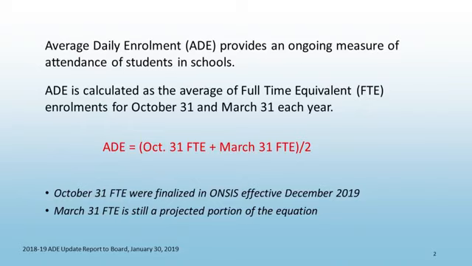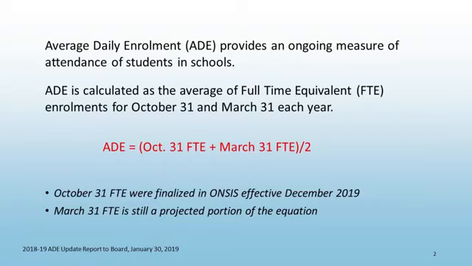The other key thing you want to remember on ADE is that it's calculated not by head count, but by FTE, which is full-time equivalent enrollment. Full-time equivalent is what proportion of a student's time is actually spent in schools. This really isn't relevant in the elementary situation, but it comes into play a bit in the secondary situation. I hope that point will become clear for you as we move forward. So again, ADE is the average of the October 31st enrollment and March 31st enrollment to give you a view of enrollment across the entire school year.